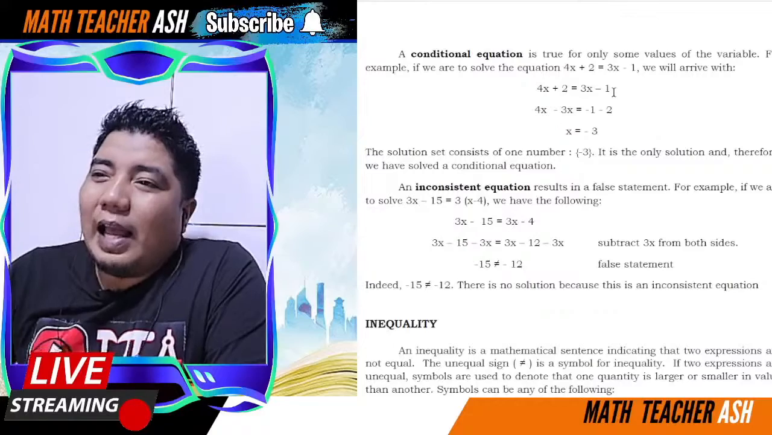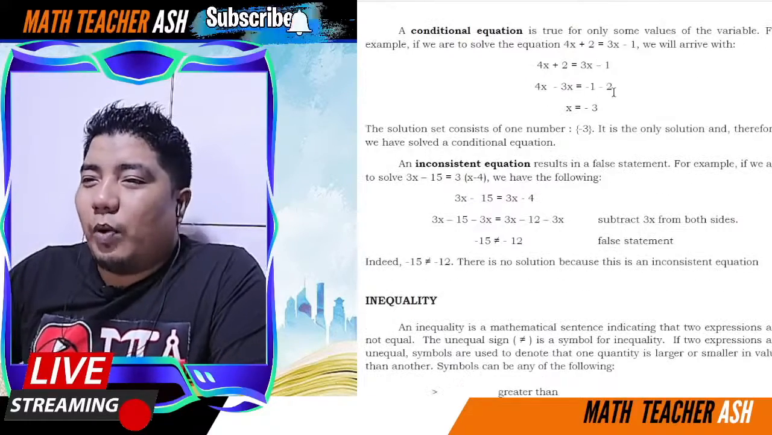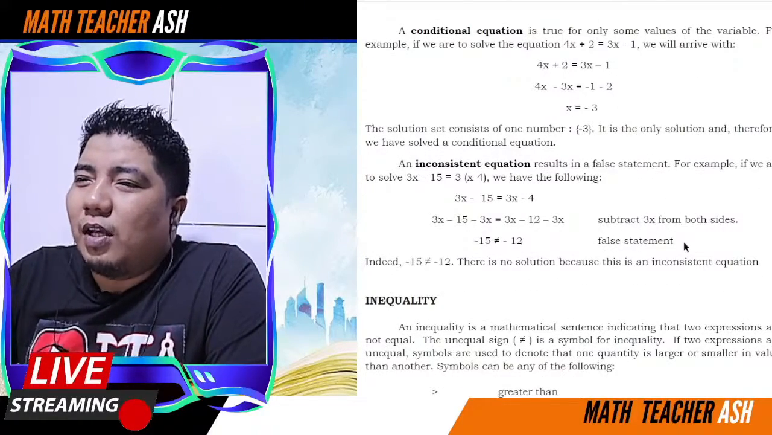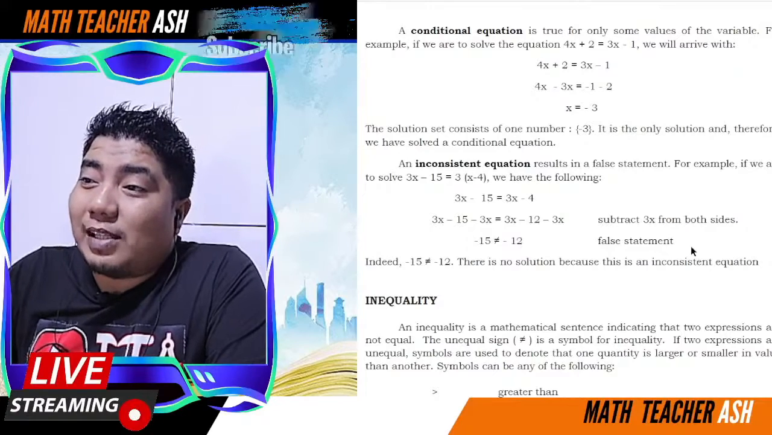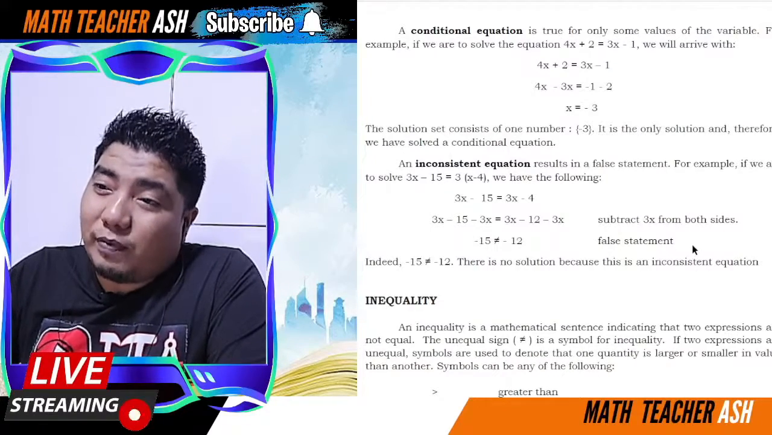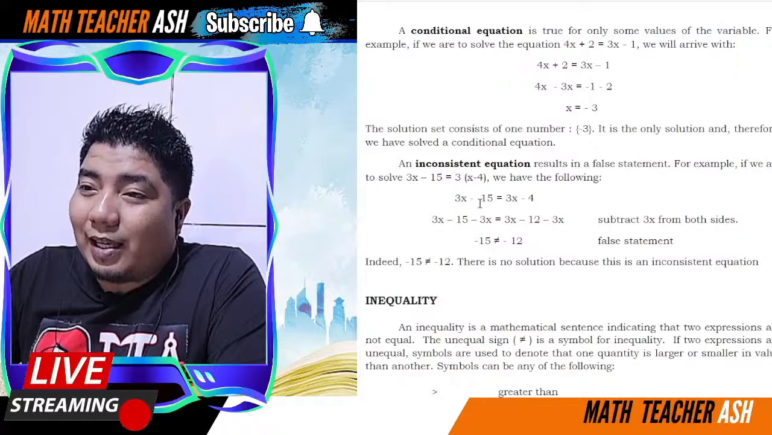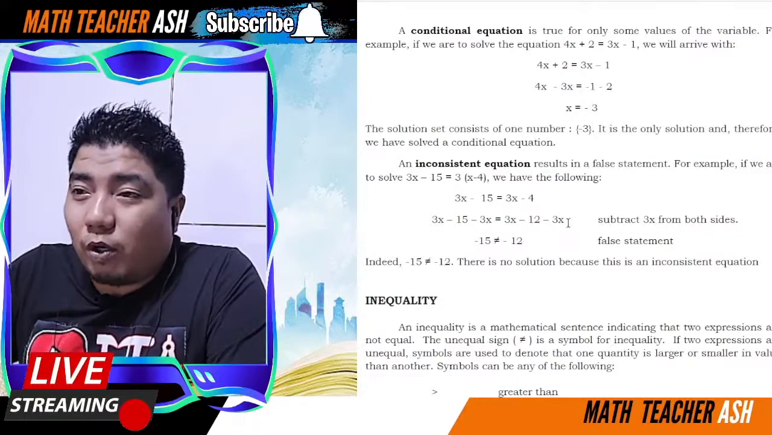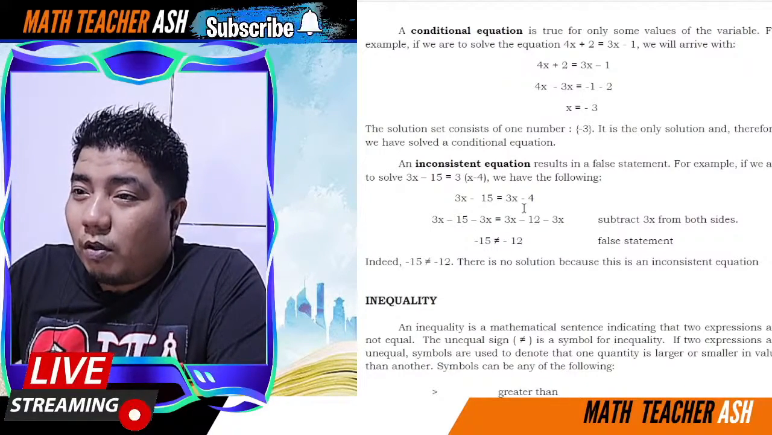And we have here the inconsistent equation. Ano ba ibig sabihin ng inconsistent? So, this results in a false statement. For example, if we have to solve 3x minus 15 is equal to 3 times the quantity x minus 4, we have, so, like this.